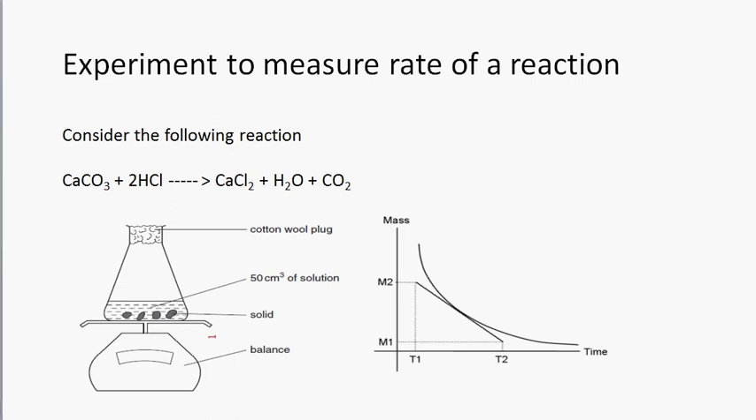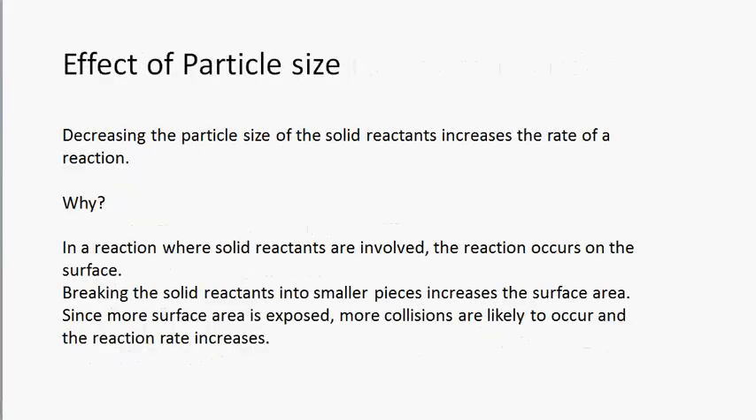So obviously we know the mass will decrease, so the curve will basically look like this, and it will decrease over time. To measure the rate at, let's say, this point here on the curve, we simply draw a tangent and find the gradient of the tangent. Now the effect of particle size.